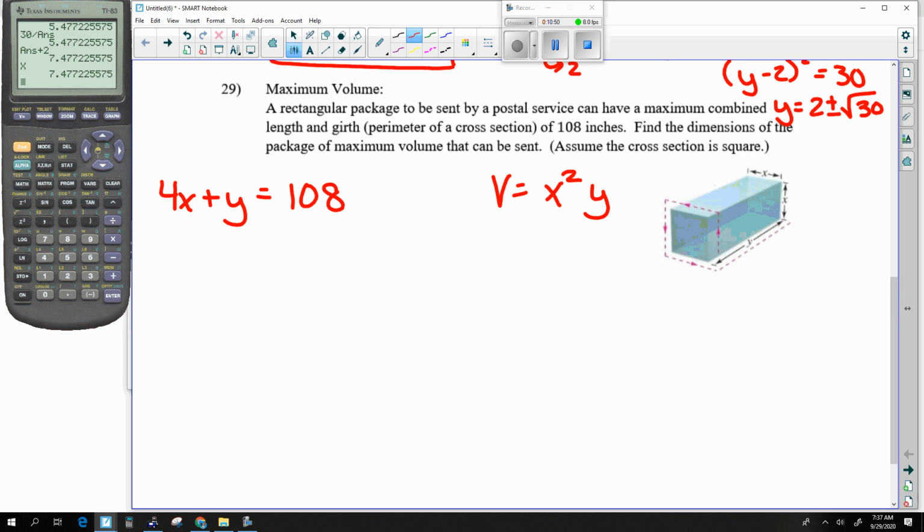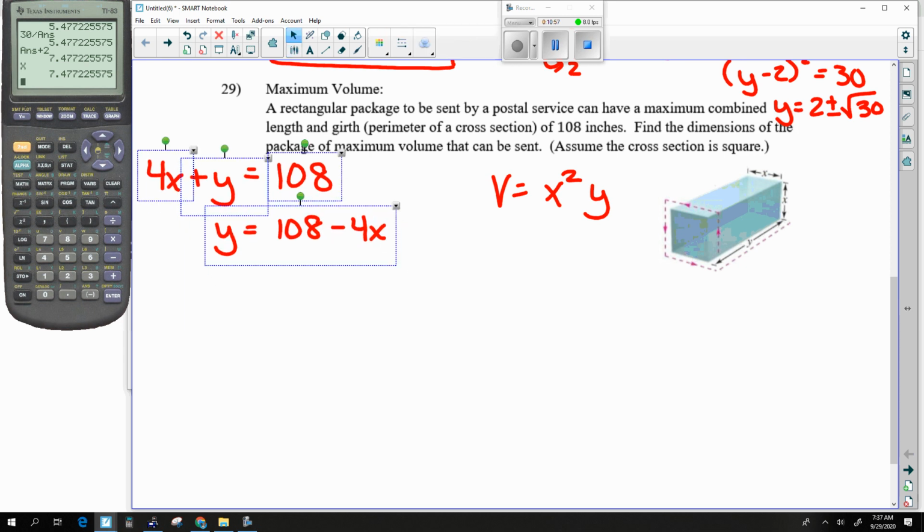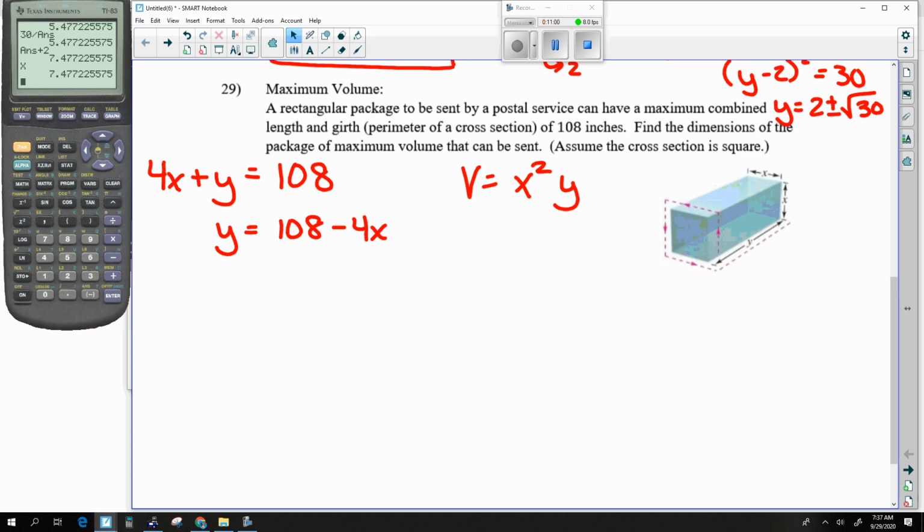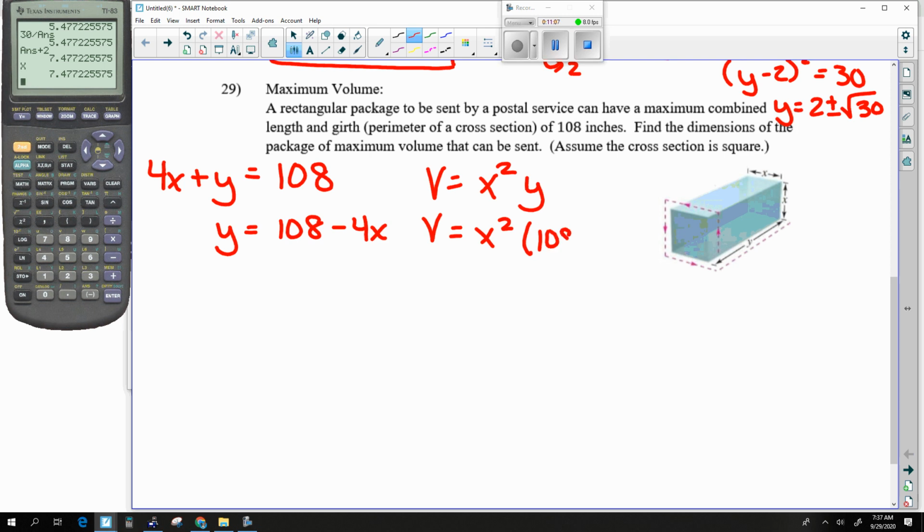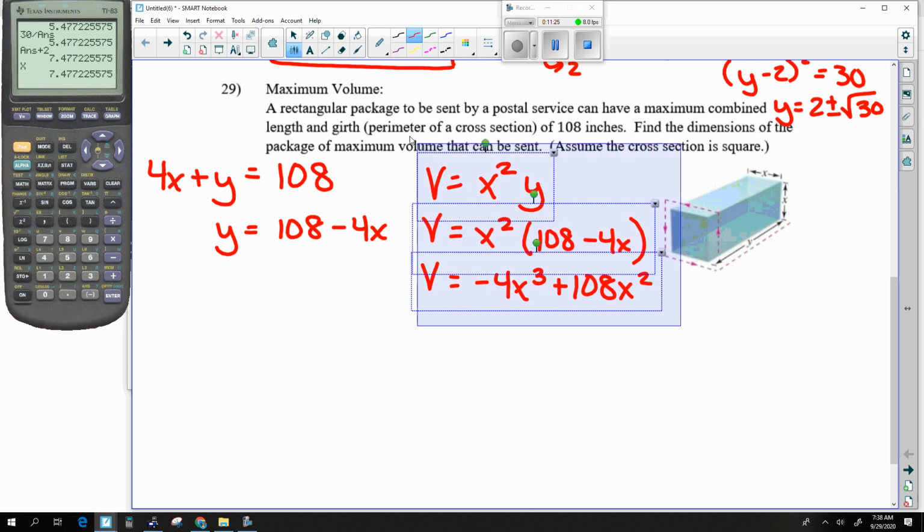All right, so let's go ahead and go to work here. So y is equal to 108 minus 4x. Pretty easy peasy. We'll take that to the volume. So the volume is equal to x squared y, which again is 108 minus 4x. So this volume is negative 4x to the third plus 108x squared. All right, so that is the volume.